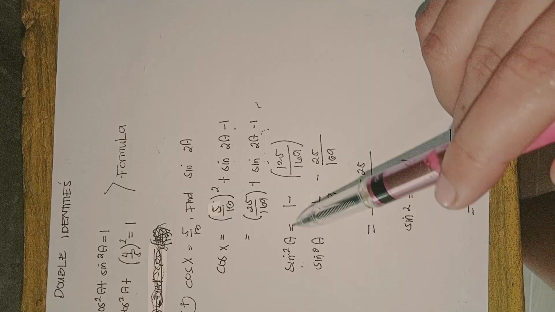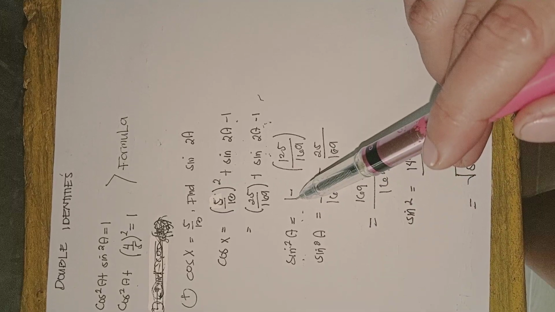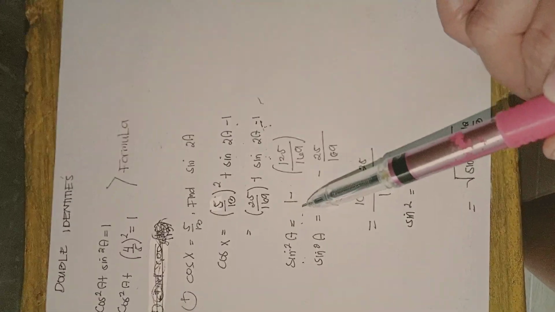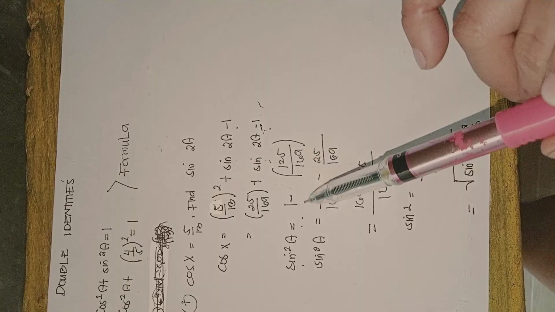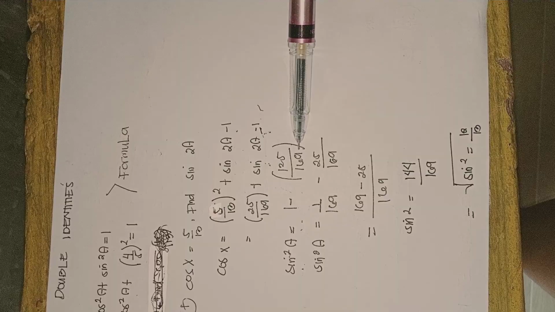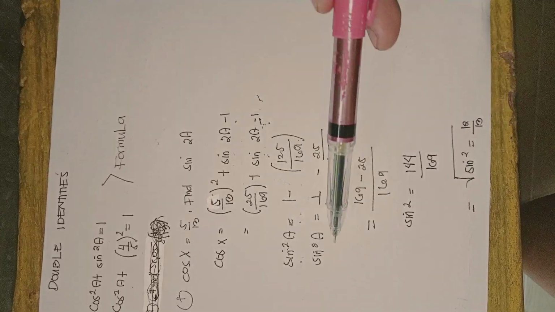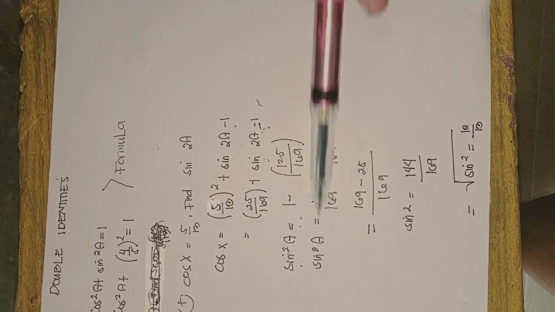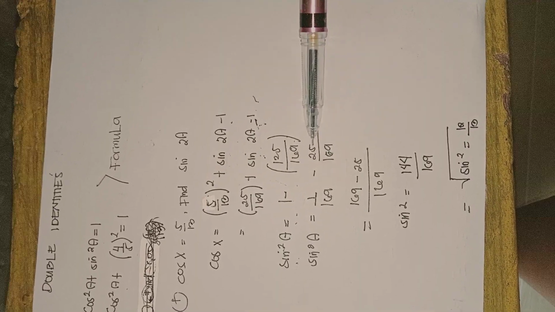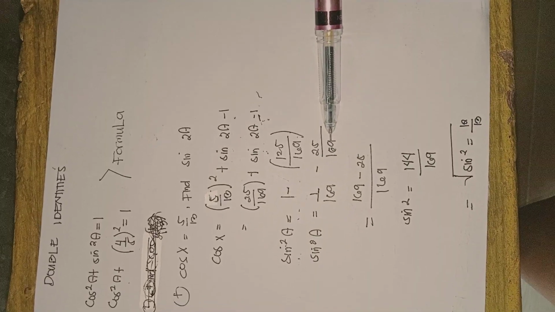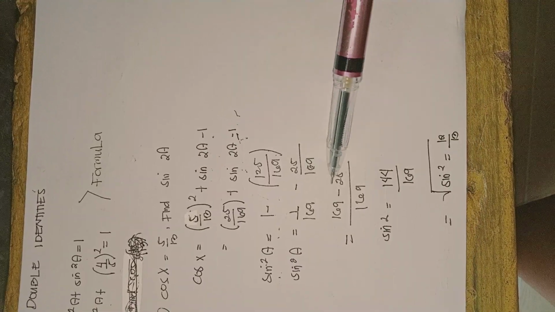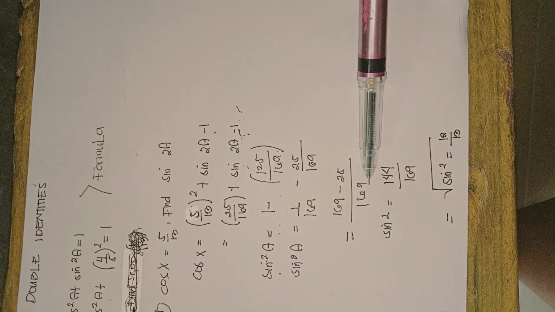transpose this, is equal to, instead of positive 1, we write the negative 1, we write positive 1 minus the quantity of 25 over 169. Copy sine squared A is equal to 1 over 169 minus 25 over 169. We need to rationalize the denominator. So we have now 169 minus 25 over 169.